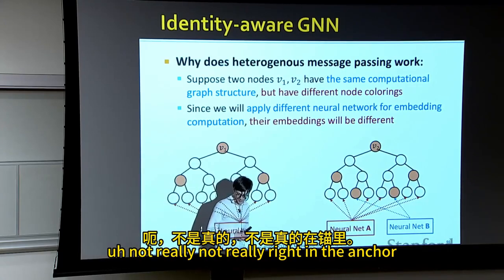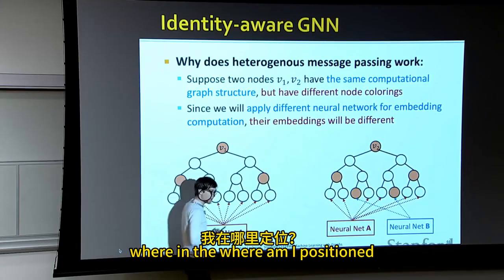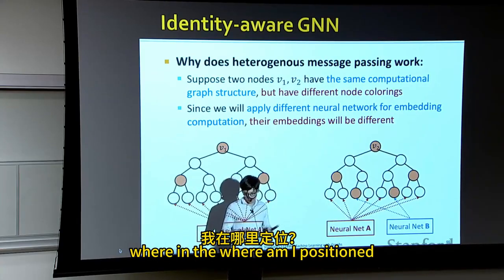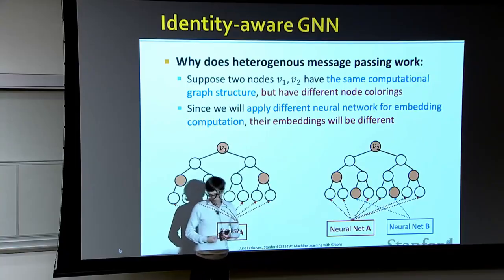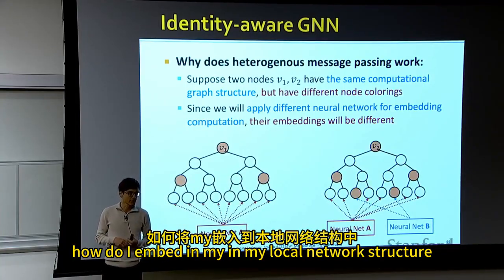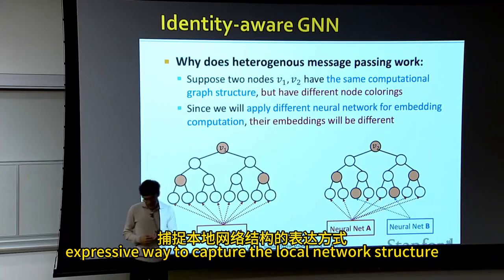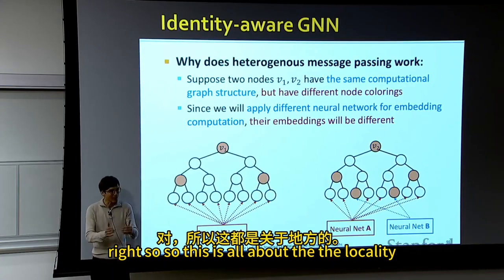Not really, right? With the anchor, the intuition was: where am I positioned? Am I in the east or am I in the west? Here, you are more asked, how do I embed in my local network structure? And this is a more expressive way to capture the local network structure, right? So this is all about the locality.